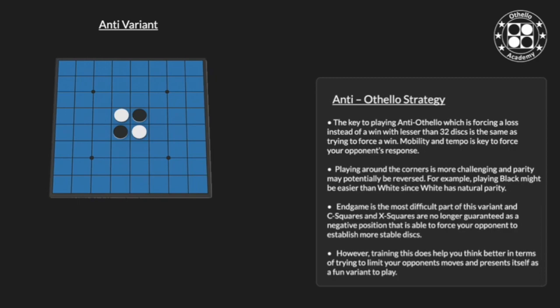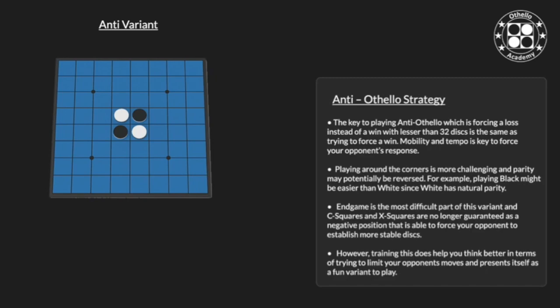This is kind of counterintuitive to the traditional Othello when you play this variant, but to some extent, it also helps you think and train in terms of how to limit your opponent's moves and options. So I think it's basically quite a fun variant to play. You can go ahead and try it. Yeah, basically, sometimes if you can't win in winning, maybe you can win in losing.